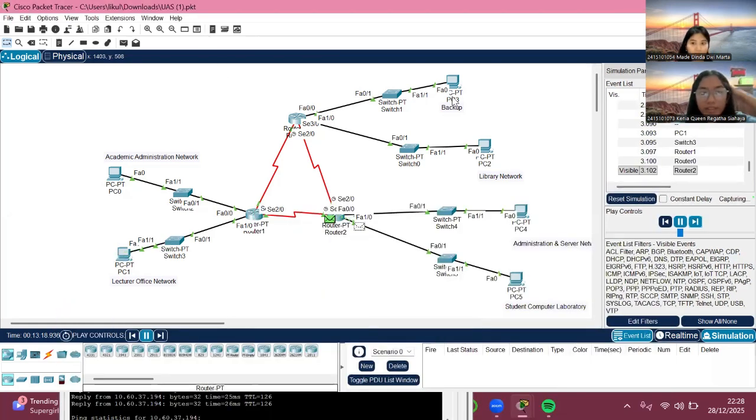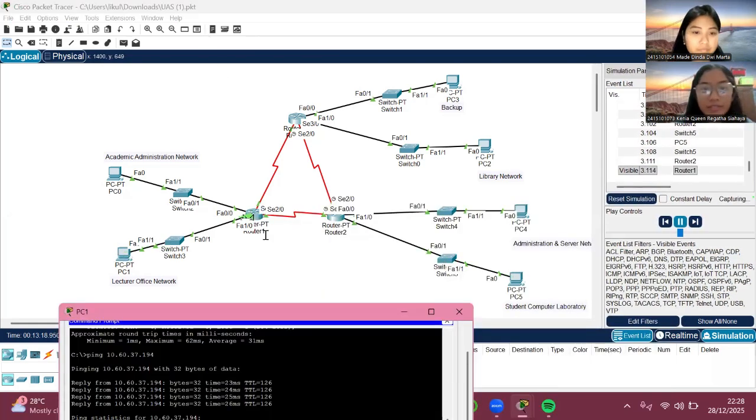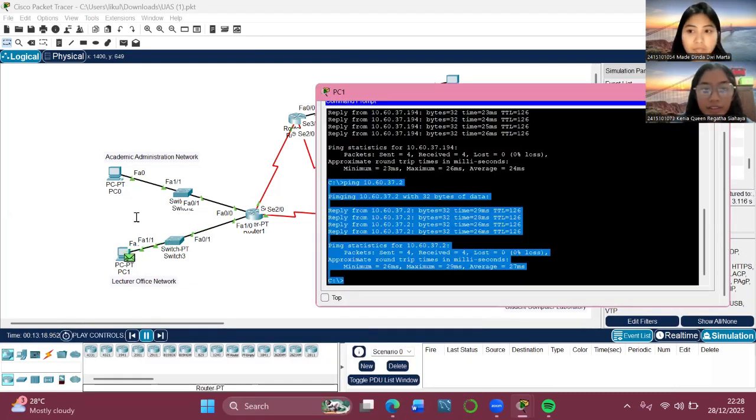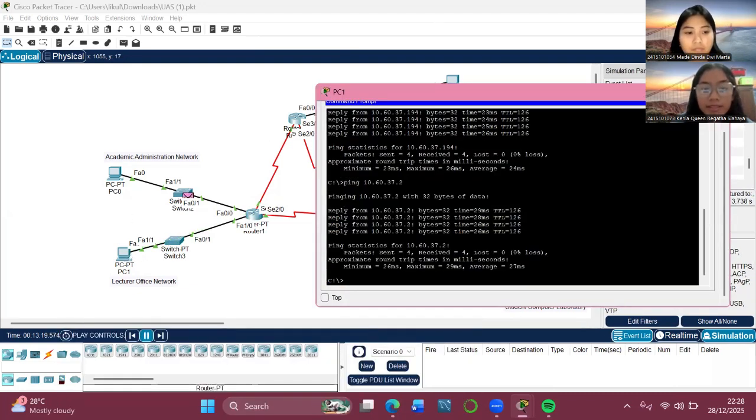Okay, so as we can see, everything has been pinged and the packets are all delivered successfully.